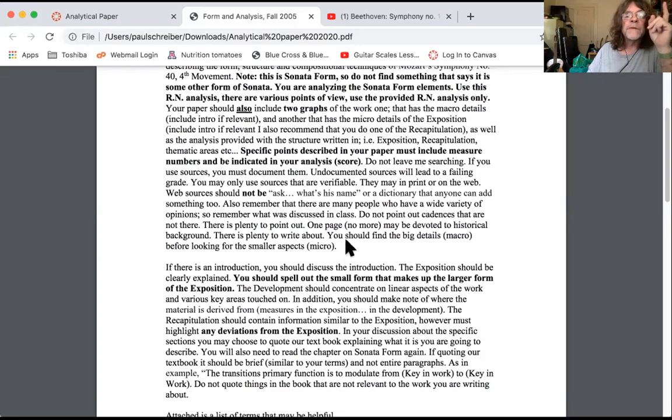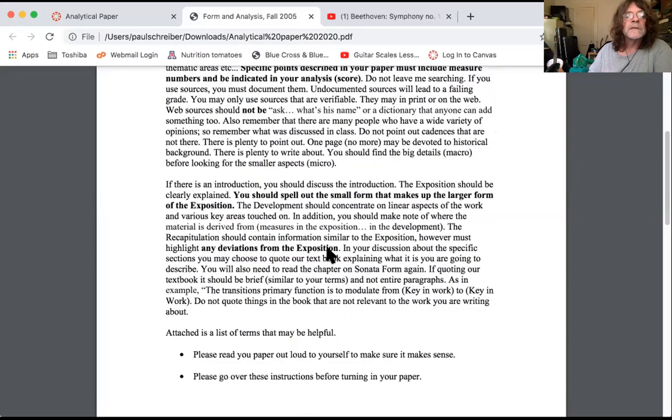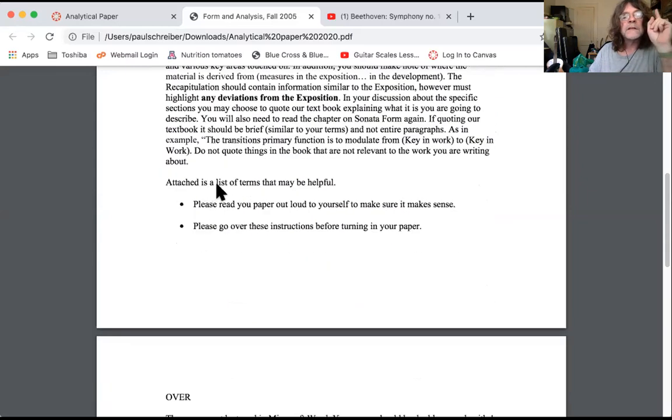So it says there's plenty to write about. You should find the big details, which are the macro details, before looking for the smaller aspects. Again, you're going to need to read this because I'm kind of running out of time, but attached is a list of terms that may be helpful. That's the other one. Please read your paper out loud and make sure it makes sense. Please go over the instructions before turning in the paper.